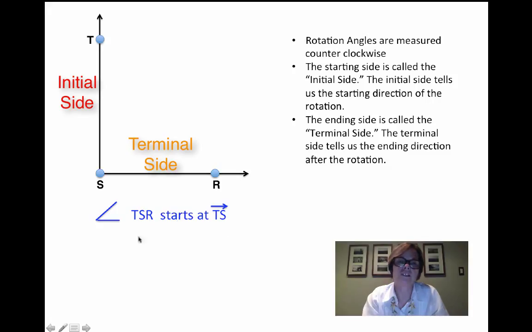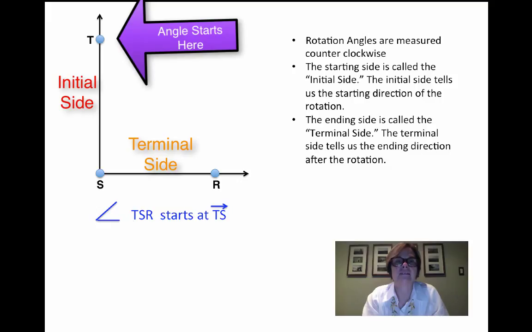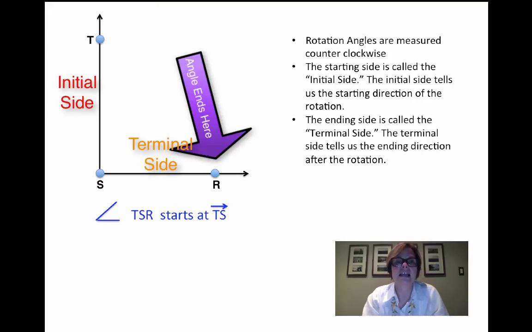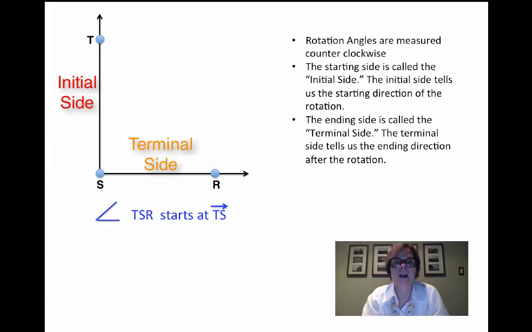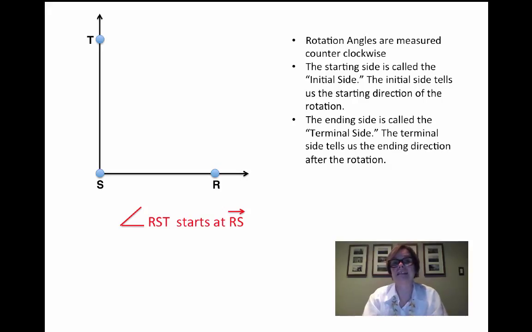So we look at the first letter here, that's telling us where the angle starts. So we're looking at angle TSR. We start with the T, it goes to the S, point S, and then it moves to point R. All right, so the initial side is going to be ray TS, and the terminal side is going to be ray SR.